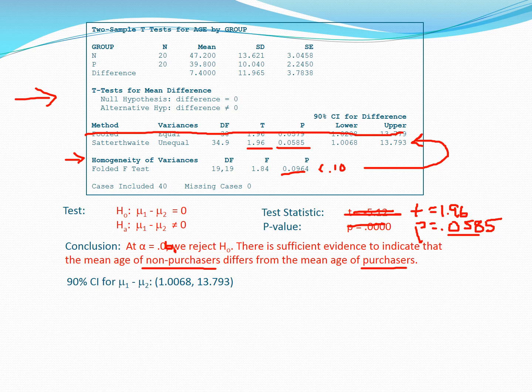If you were testing at 0.05, what would you change? Well, in here you'd say rather than rejecting, we would fail to reject, and here you would say there is insufficient evidence.